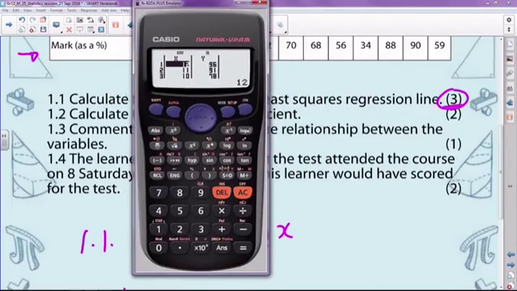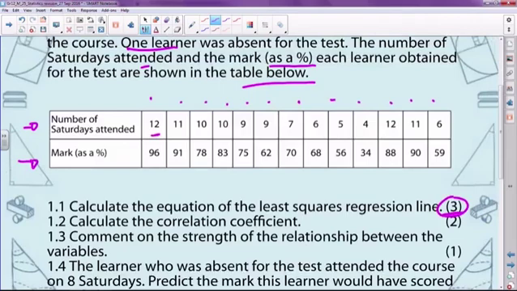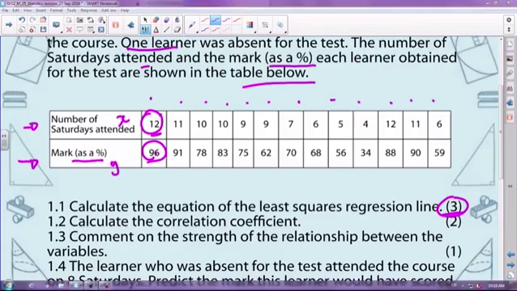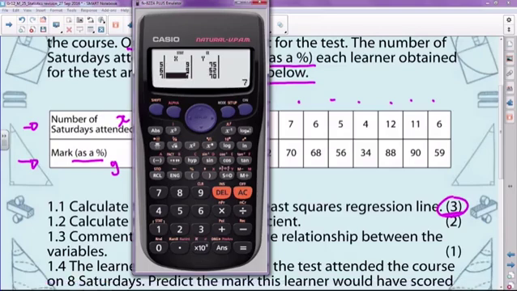Go back up to your table: the number of Saturdays attended is your independent variable, so that's X, and your mark depends on the number of Saturdays attended, so the mark as a percentage is Y. In my first column I've got the X values, 12, 11, 10, and I've entered all of the Saturdays that we were given. Then you see the 13th entry point I've left blank, which I'm going to fill in with you now.